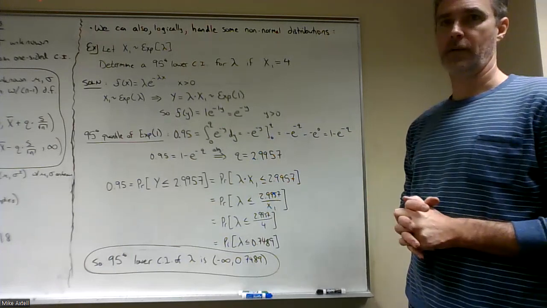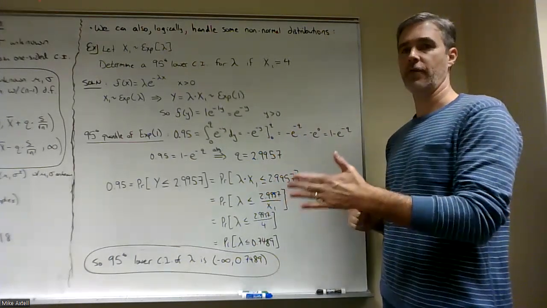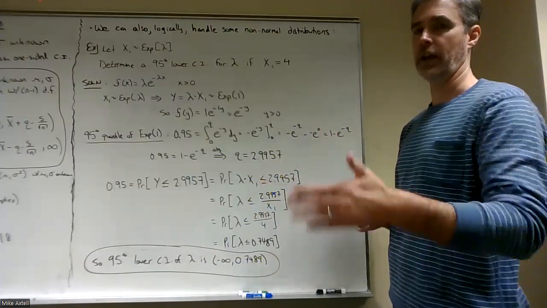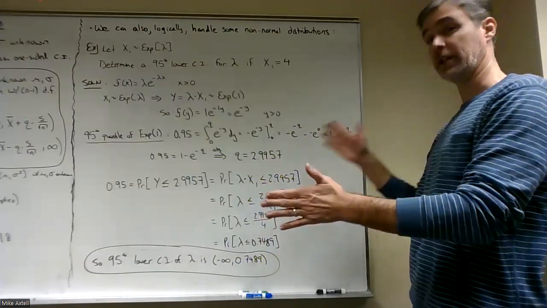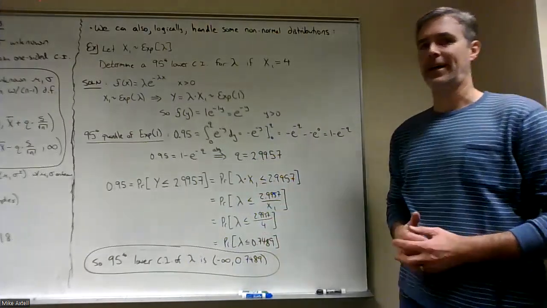Yes, if I wanted an upper confidence interval, I'd have found the spot where 5% of the exponential distribution is to the left. That'd be 95% to the right, to the upper side. Cool.